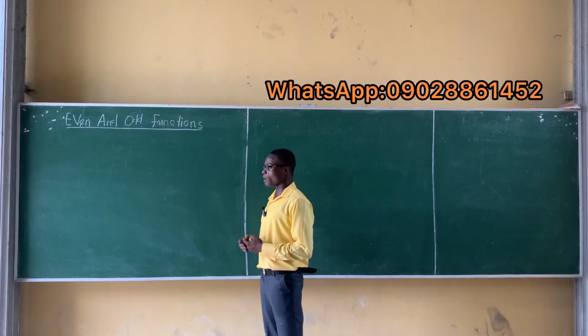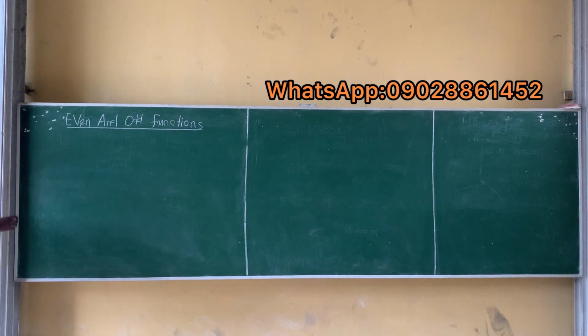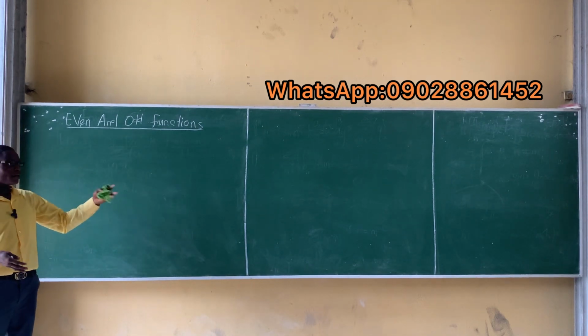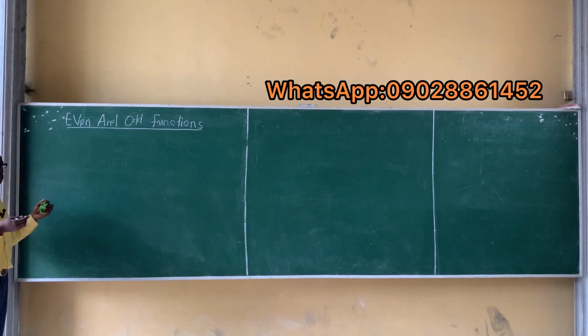Now, let's say we have a function f of x. If we substitute a negative value for x and we get our function back, it means the function is even. But if we get the negative of that function, it means the function is odd.